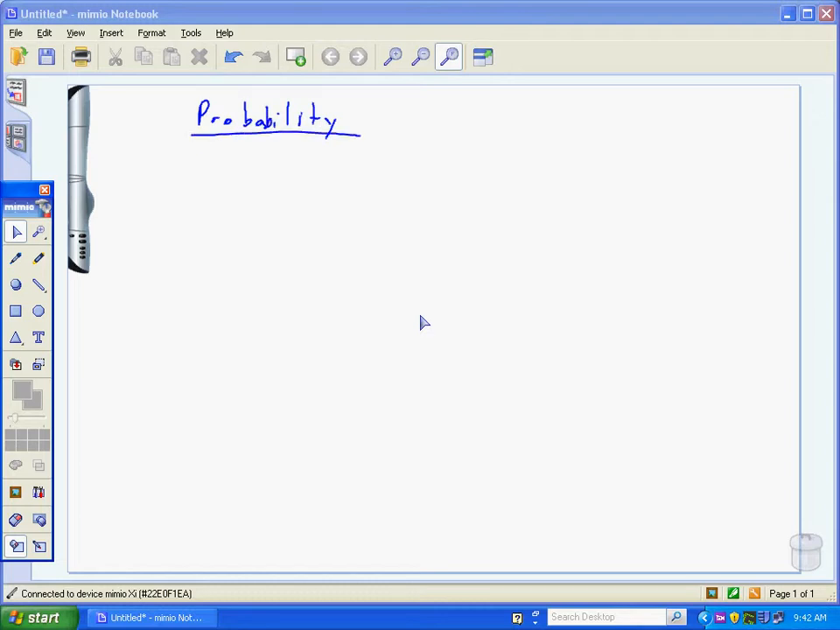Probability. Now, we're going to do some simple questions, and Mrs. Myden will be able to help you on this. We'll just get into it. What is probability? Well, it's the chance of an event occurring. Real simple. So, is it 1 in 2? Is it a 25% chance? All that kind of stuff.